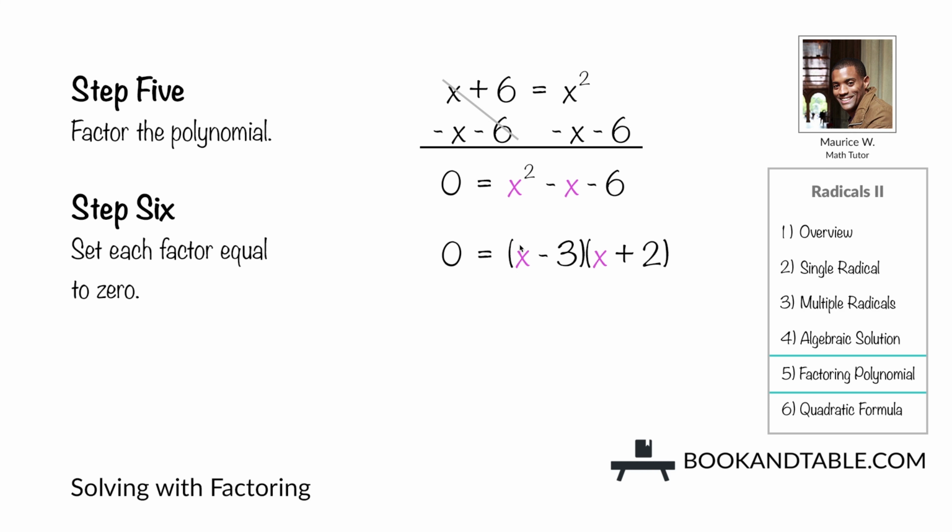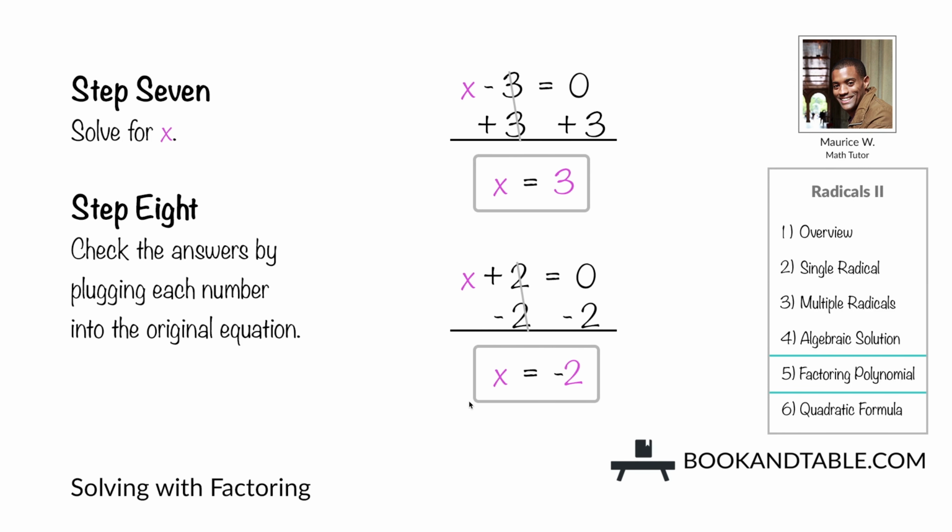And now step 6, you want to set each factor equal to 0. So x minus 3 is equal to 0, and x plus 2 is equal to 0. And now we solve for x. So x minus 3 is equal to 0, so we add 3 to both sides, leaving us with x is equal to 3 as one potential answer. And then our second factor, x plus 2 is equal to 0. You subtract 2 from both sides, leaving you with x is equal to negative 2 as our second potential answer.